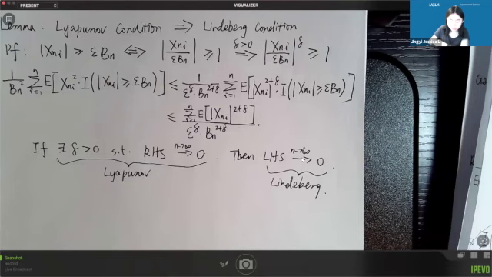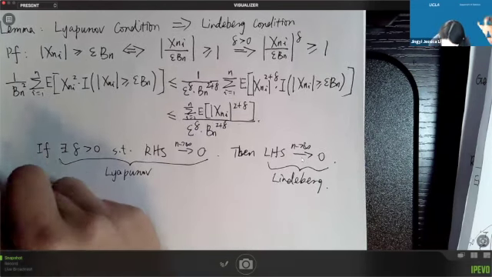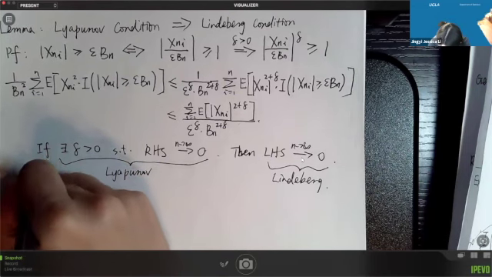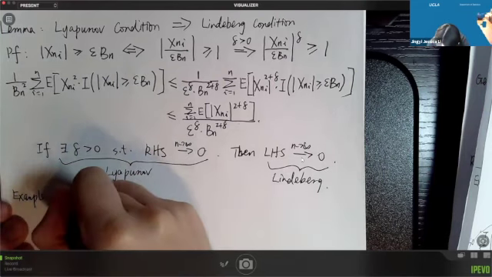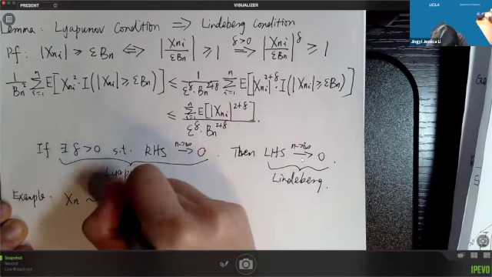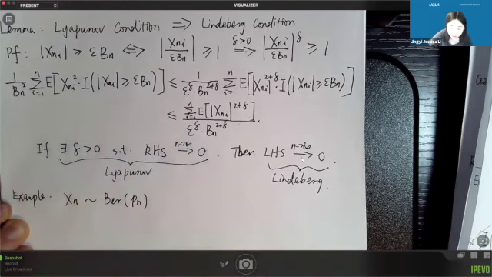Okay, so that's the Lyapunov condition. And then we can conclude with a quick example about using it. This is the motivating example we gave in the beginning about the non-IID Bernoulli. Here we have Xn following Bernoulli(Pn). And then we can find a sufficient condition for the asymptotic normality.